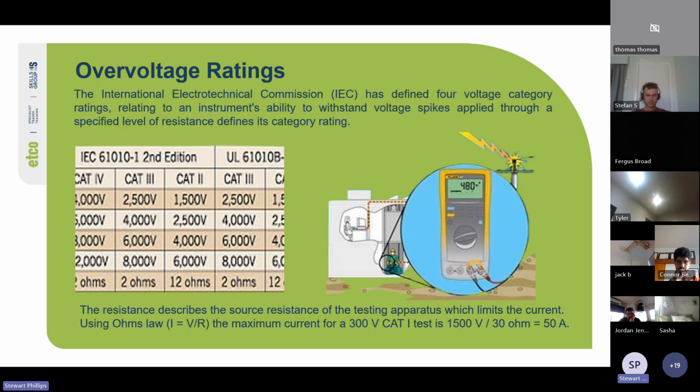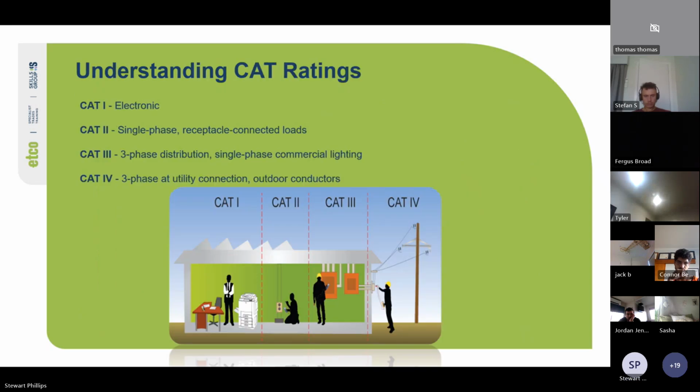So obviously your Cat 4 rating is a lot higher than your Cat 3 or your Cat 2. Most multimeters here in New Zealand are either Cat 3 or Cat 4. Cool. So understanding Cat rating. Your Cat 1 is for electronic only. Cat 2 is for single phase and receptacle connected loads. Cat 3, 3-phase distribution, single phase commercial lighting. And your Cat 4, 3-phase at utility connections and outdoor conductors.